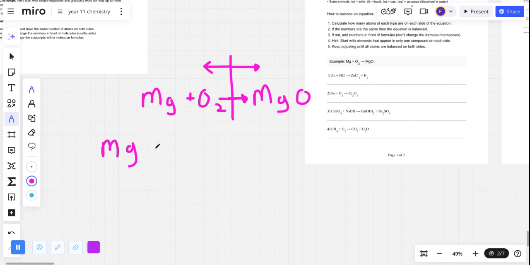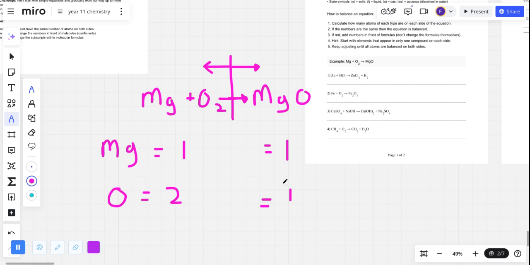So magnesium on the left is 1. Magnesium on the right is 1. And I'm really happy with that. On the left, oxygens, I've got 2. And on the right, oxygens, I've only got 1. And that's just not happy because they have to be the same. I've actually lost an oxygen atom. It's disappeared somewhere. And that can't happen.